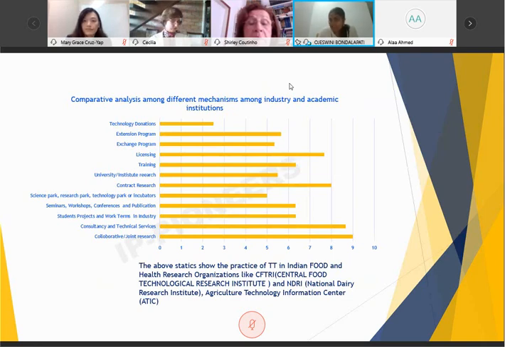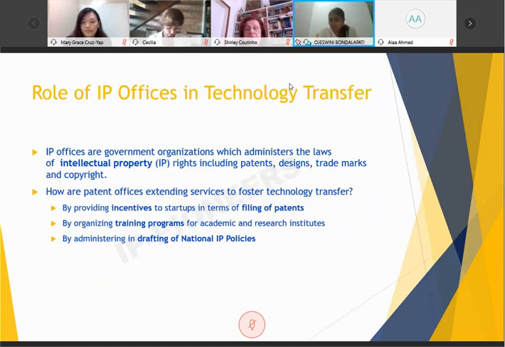This is a comparative analysis which is mostly done in Indian institutes. It is mostly followed with collaborative and joint research, consultancy and technical support. These types of technology transfer mechanisms are followed in the food and health sectors in India. So this is a comparative study from the Indian food and health sectors.